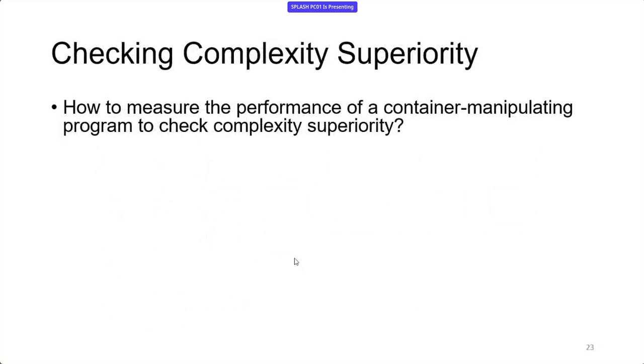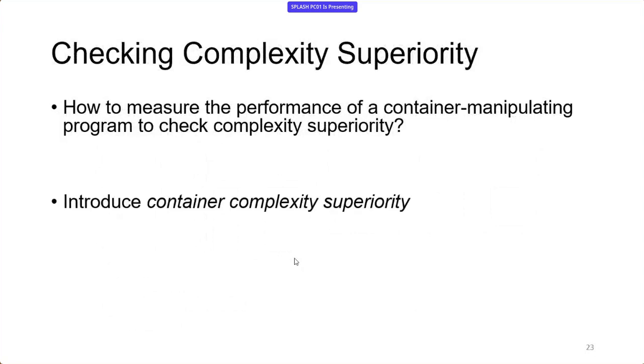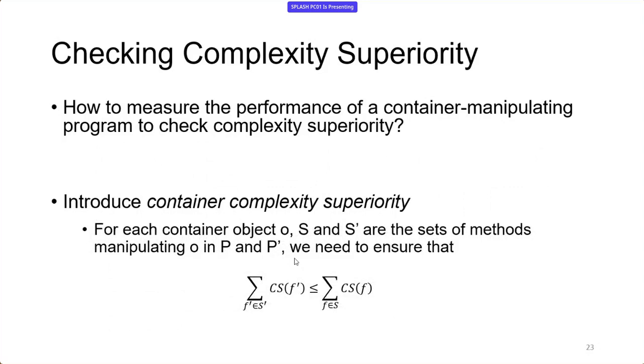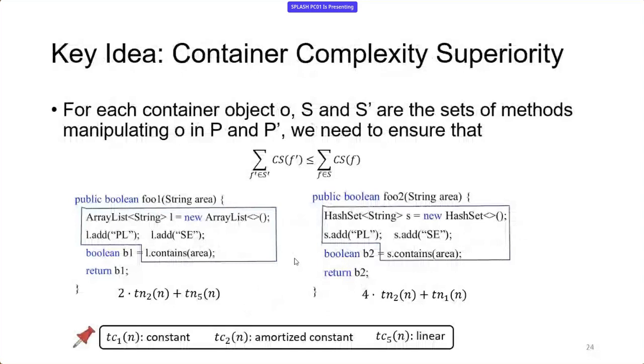To determine the complexity superiority, we introduce the container complexity superiority, which just focuses on container method calls. We introduce this heuristic metric as the time cost of manipulating given container objects. Coming back to this example again, we can compute this heuristic metric in this way, and we find that the second one is smaller than the first one. So we have the confidence that the second one is better than the first one in terms of efficiency.